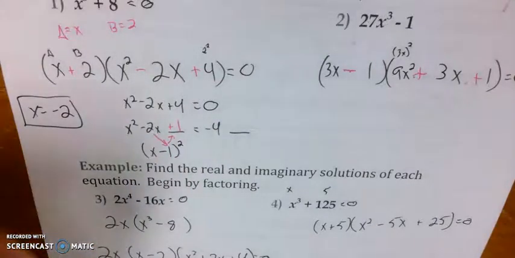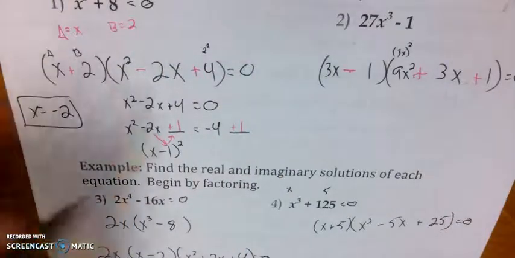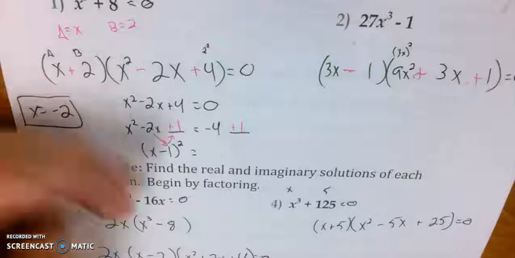In order to be fair, whatever I do to one side, I have to do to the other, so I have to add 1 over here as well. Well, this is going to result in -4 plus 1. That's -3.